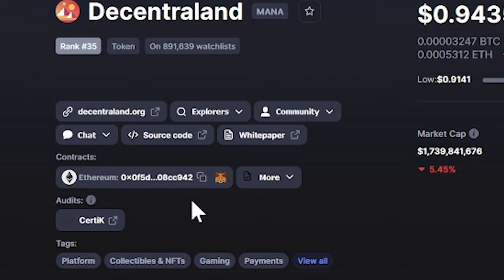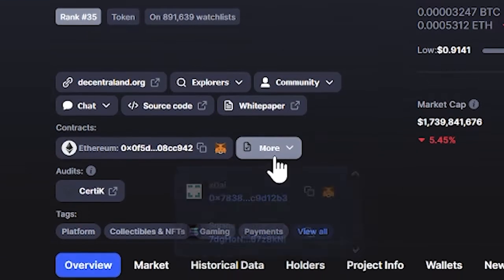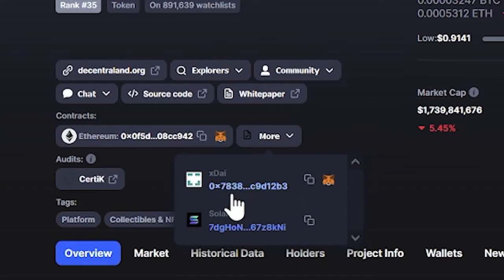So for example, if you bought Mana token on the Ethereum blockchain and you want to see that on your MetaMask, you can actually go to this page and then click on this, add to MetaMask, and then it will copy and paste this contract into your MetaMask so it could show you the balance of your Mana token on the Ethereum blockchain. But if you're not on the Ethereum blockchain, what you can do is click more, and then it shows you where this token is at as well.